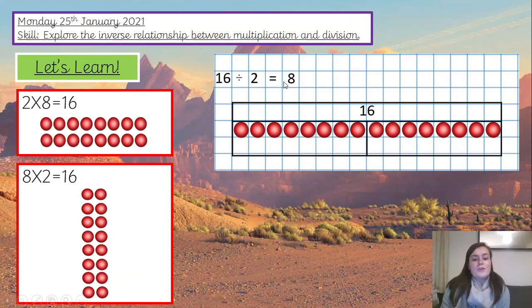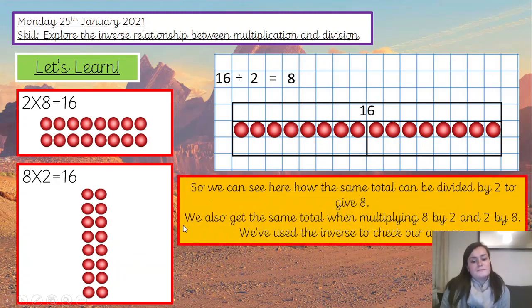So again, we've not changed any numbers, we're using the same 3 numbers, we've just rearranged them slightly, so that they are becoming a multiplication number sentence, and we can represent multiplication using our arrays, just like we did at the beginning of the term. So we can see here how the same total can be divided by 2 to give 8. We also get the same total when multiplying 8 by 2 and 2 by 8.